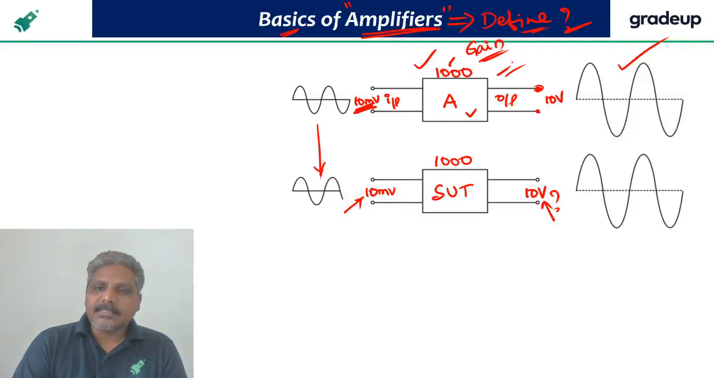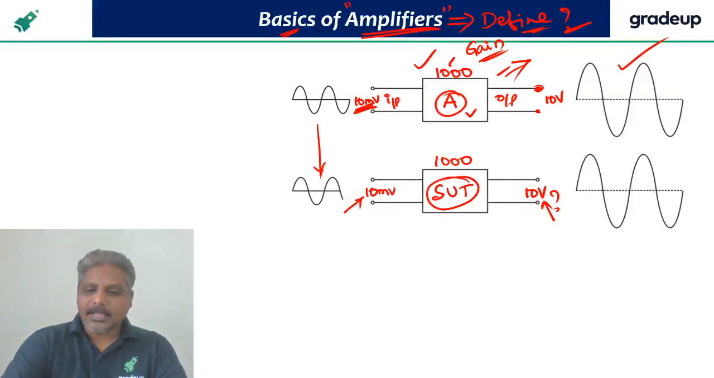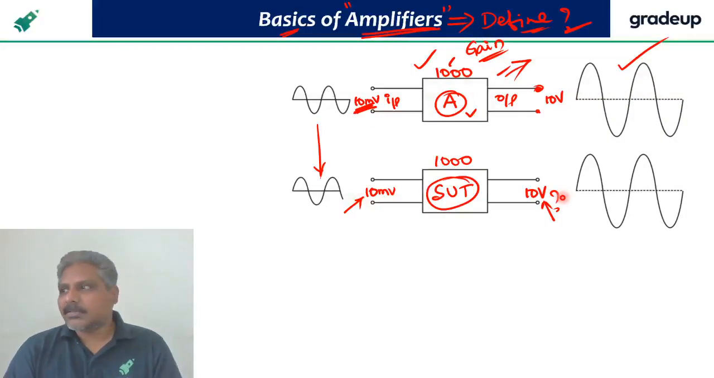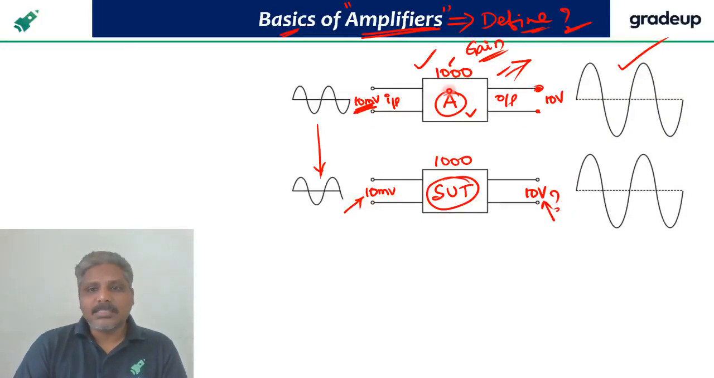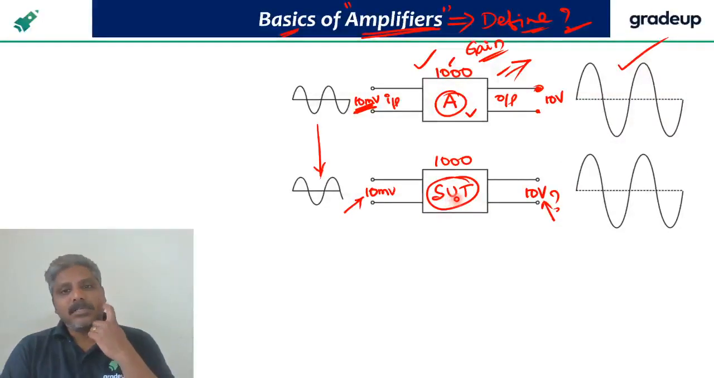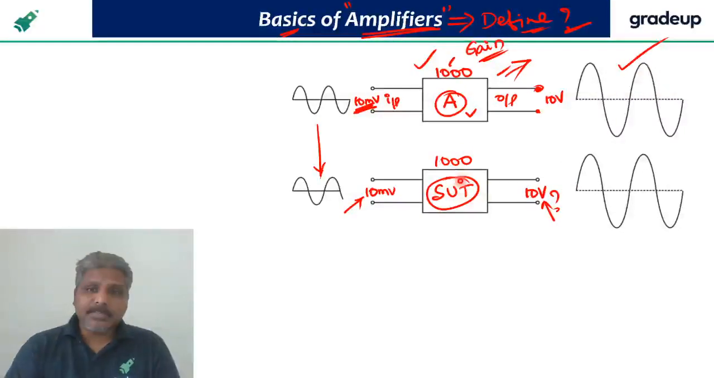See this amplifier and step-up transformer: both are doing the same thing, right? A 10 millivolt signal is given and 10 volts is obtained, here also. Then what is the difference between an amplifier and a transformer? Are they the same? Definitely not. If they were the same, both would be called amplifiers or both would be called transformers. They are called transformer and amplifier differently. That means something is different between these two. What is the difference? The difference is the power.